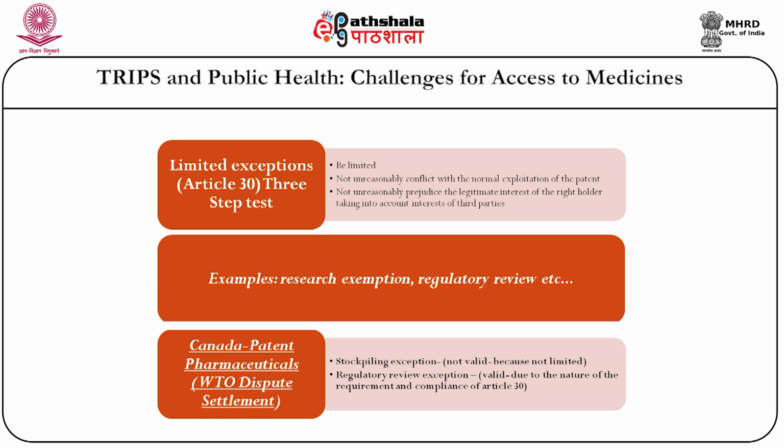In the Canada Pharmaceuticals case, the Canadian patent law had 2 exceptions. One is what is popularly called the stockpiling exception, and second is what is called the regulatory review exception. The stockpiling exception allowed generic companies to stockpile by making the particular drug up to 6 months before the date of expiry of the patent, and the regulatory review exception allowed generic companies to actually infringe on the patent in cases where the generic companies were required to be in compliance for safety and regulatory procedures for getting a marketing approval.